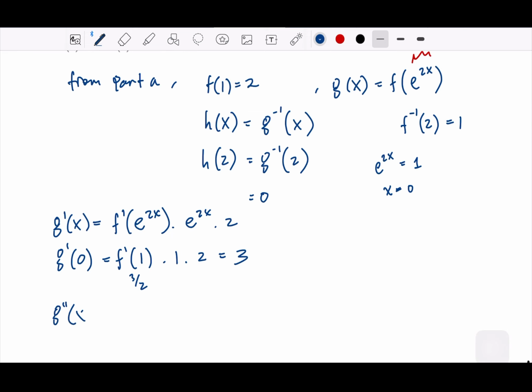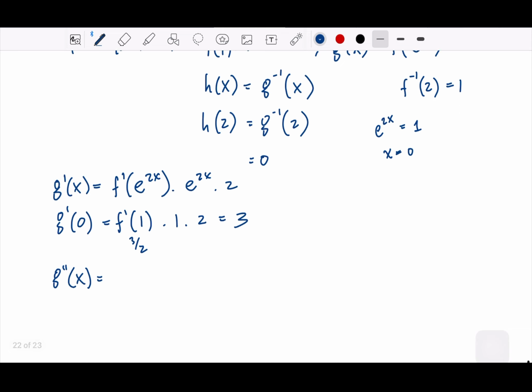And then g''. So we are going to have f''(e^x) multiplied with the e^x, and this will be 2 squared, plus f'(e^x) times e^x times 2, and then multiply by 2, again 2 squared. Yeah, this is just a normal product rule. Okay, it's a normal product rule.